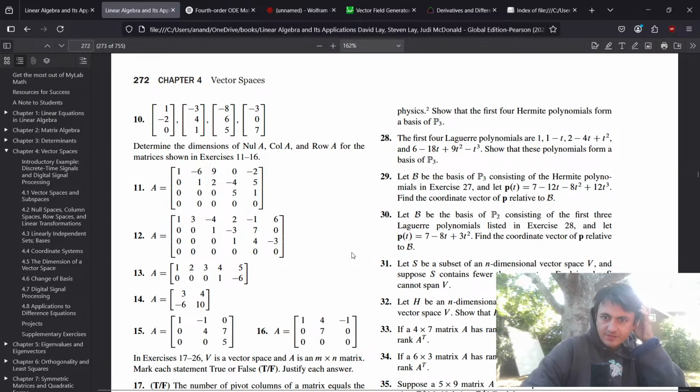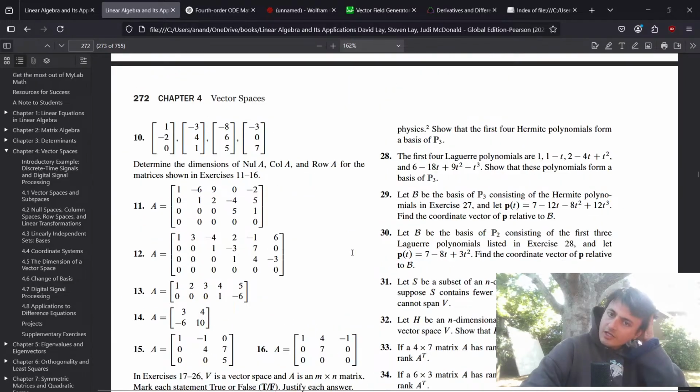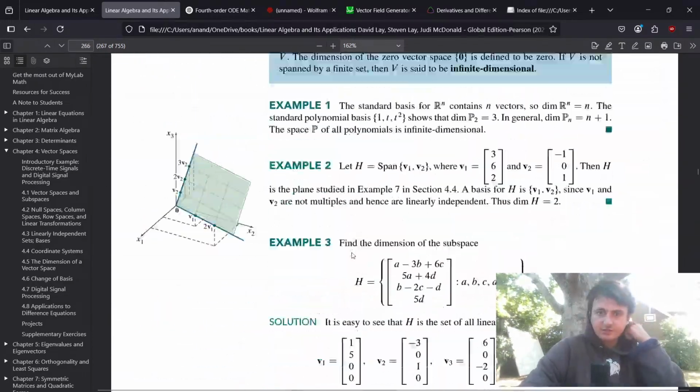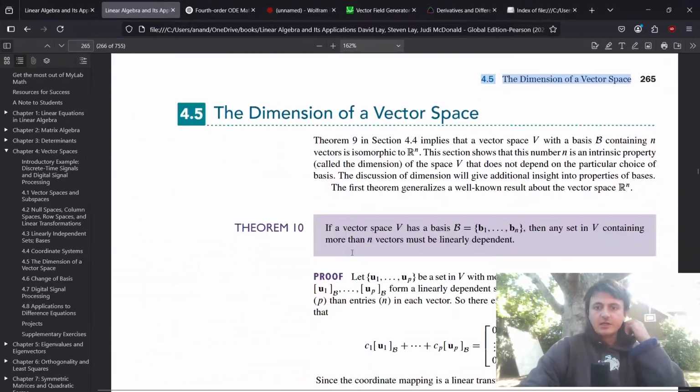Okay, I think I did some of these. All right, so let's just get into it. It actually seems like a longer section than I realized. All right.